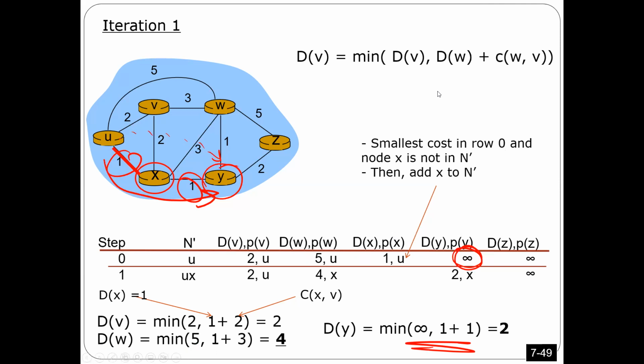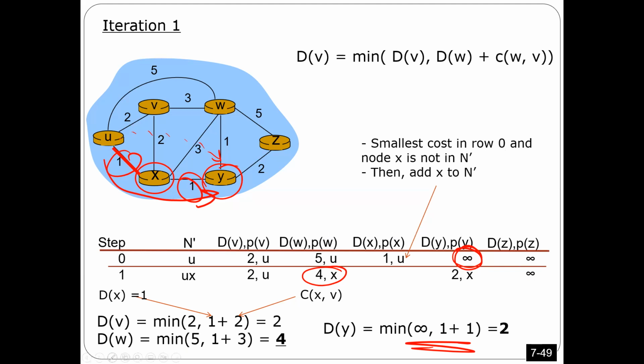Okay. So given the two pieces of information, the best result I have right now, after checking only two nodes, I didn't finish yet. I only checked the neighbors of two nodes. If I want to go to V, I have to go directly and the cost is 2. If I want to go to W, it has to go through X and the cost is 4. So I'm going to select the last one because this is the best one. If you want to go to Y, it's going to be through X and the cost is 2. If you want to go to Z, that is still infinity. The cost is infinity.